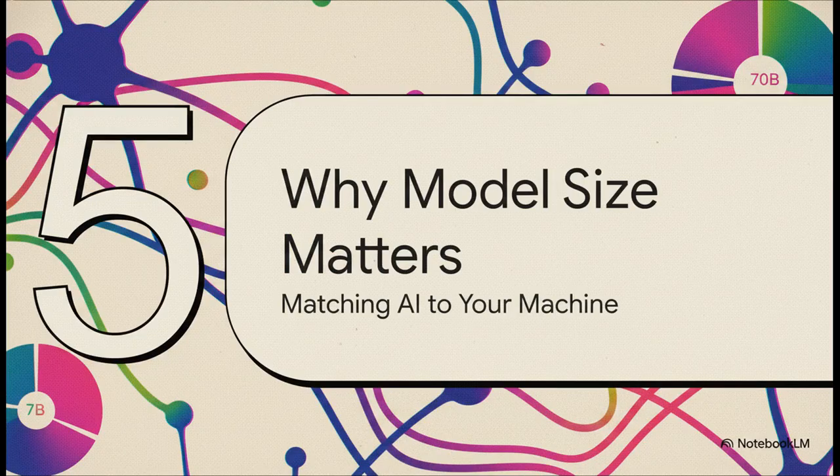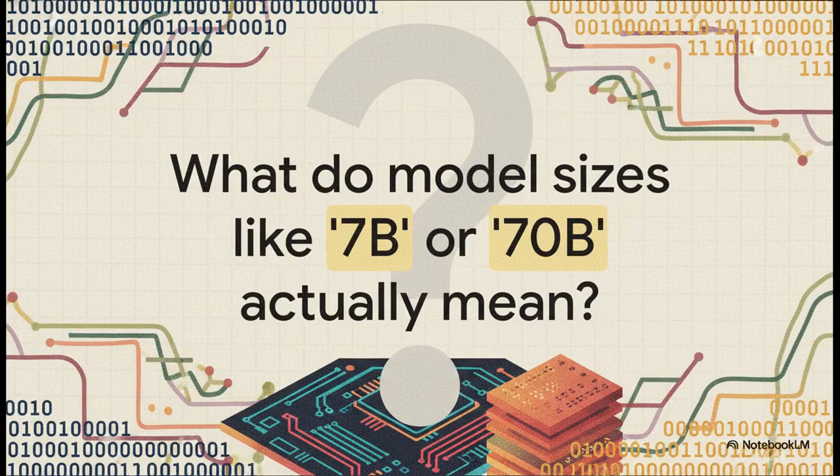So, you're up and running, you're probably hooked. And soon you're going to start exploring and see these other models with names like 7B or 70B. This next part is super important for figuring out which models are right for your machine. You'll see these numbers all over the place, but what on earth do they actually mean? They're not just random version numbers. They represent the actual power and size of the AI itself.